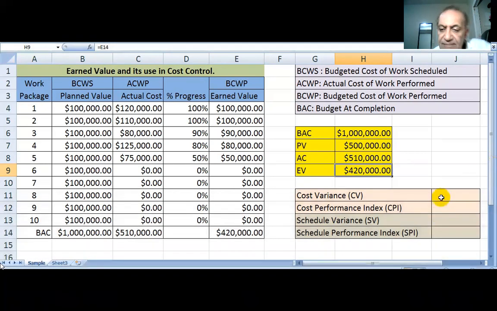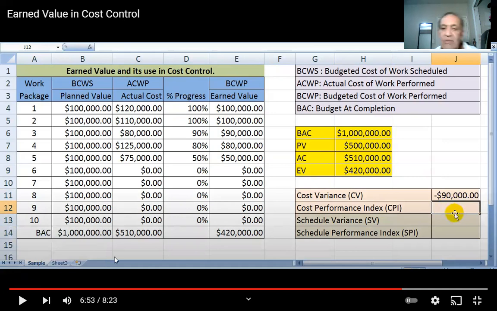Let us see. So what is the cost variance? You completed 420,000 dollars of work, minus, for that you spent 510,000. So you had overspent by 90,000. The variance means you are comparing the actuals, like now you spent an actual 510,000, with what it should be worth, which is actually only 420,000. That means there is a variance between what you really spent and what you really did.